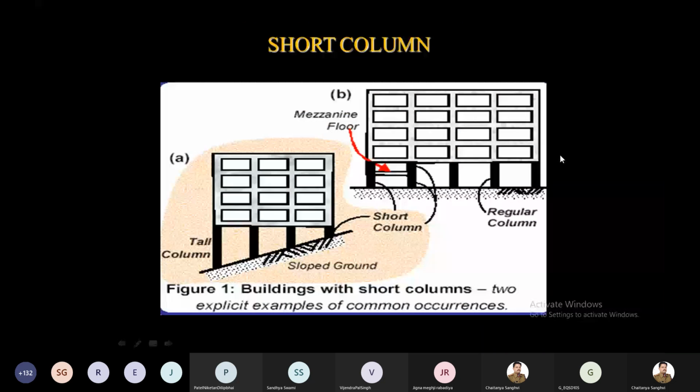Then the next part is the short column. Short column means suppose my building is on a sloping ground, then this column is short as compared to this one, so the height of the column is different. In the same way, sometimes the height of the ground story column is more, so we generally provide a mezzanine floor. When we provide the mezzanine floor, the column height becomes almost half. Now, is this short column good or bad?